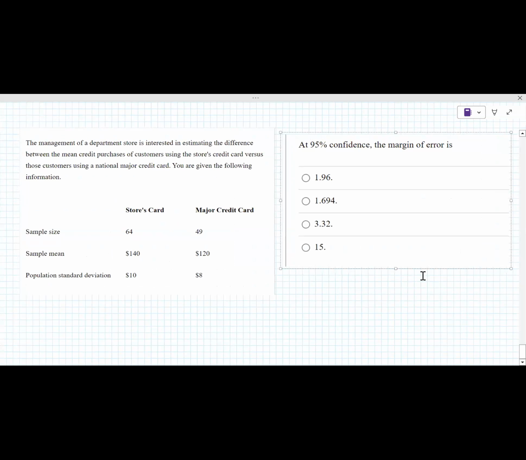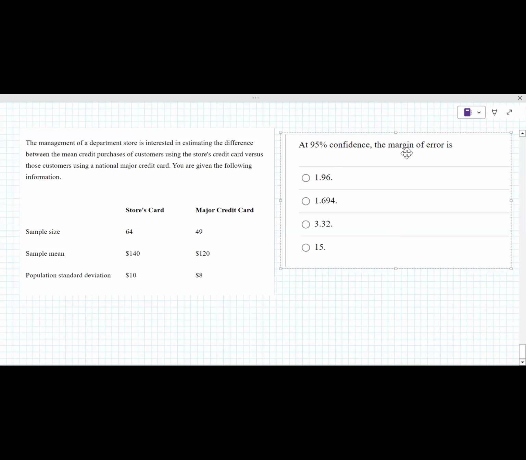So let's see here. Management of department stores is interested in estimating the difference between the mean credit purchases of customers using the store's credit card versus those customers using a national major credit card. You're given the following information: store's card, major credit card. We want a 95% confidence interval margin of error.